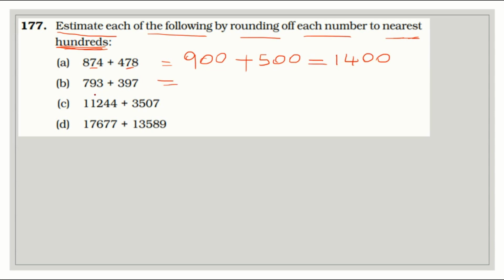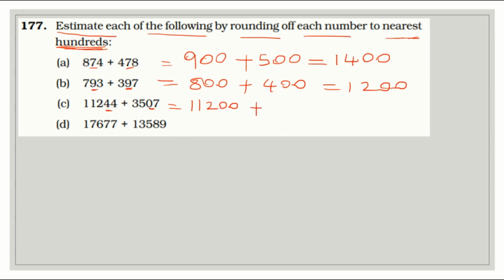Similarly, here tens place is 9, so 800. Here tens place is 9, gives you 400. That means their sum is 1200. Here tens place is 4, so it won't change. So 11,200 only. It's rounding off to nearest hundreds.